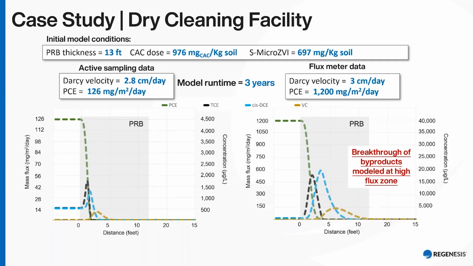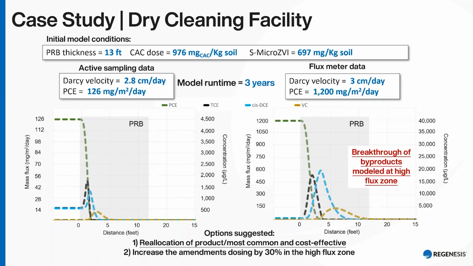What we did after this was to readjust the dosing, make sure it was covering the high flux peak that we measured with flux tracers, and deployed a successful permeable barrier. So the reallocation of the product is one of the most common scenarios in these specific cases. And that is, of course, because it brings cost reductions.